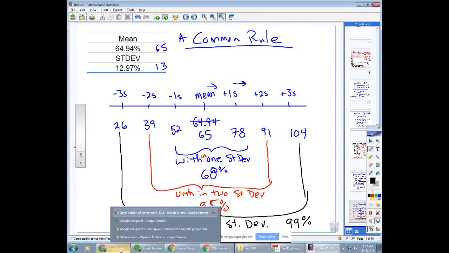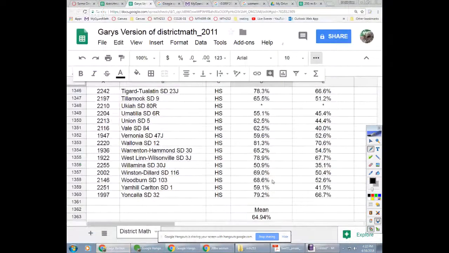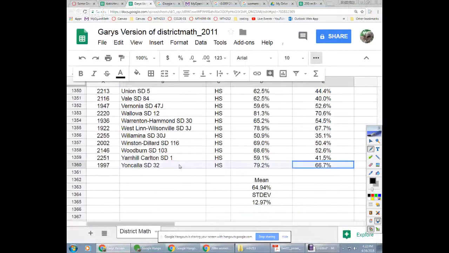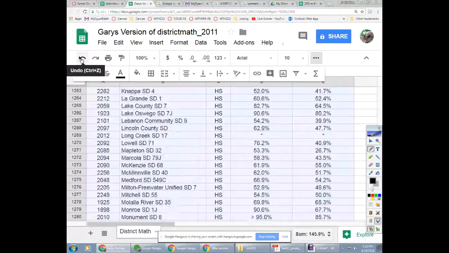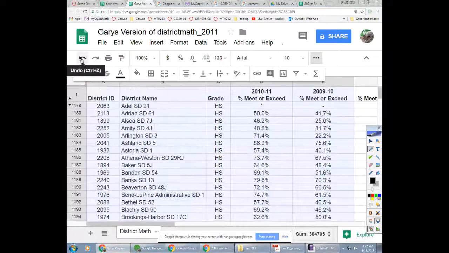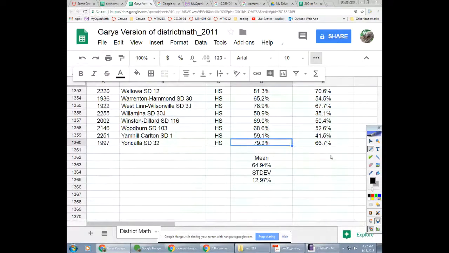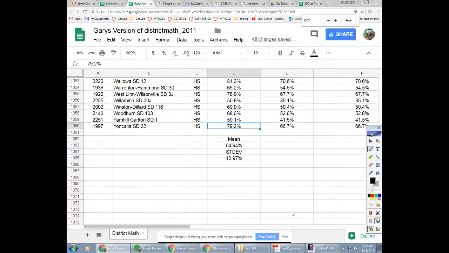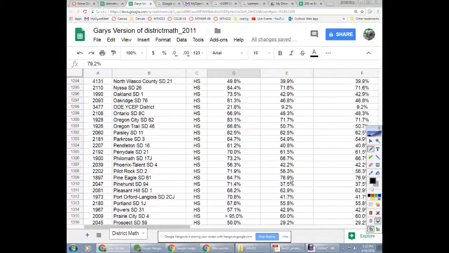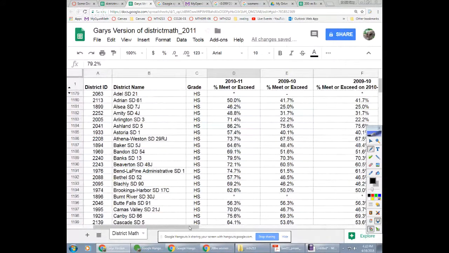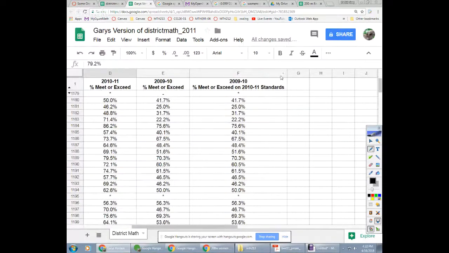Back to my spreadsheet. Where are you? Right there. All right. So I'm going to highlight all of the data here. Oops, there's more data to the right. Darn it. I'm going to zoom out for a sec. Just up to F there.